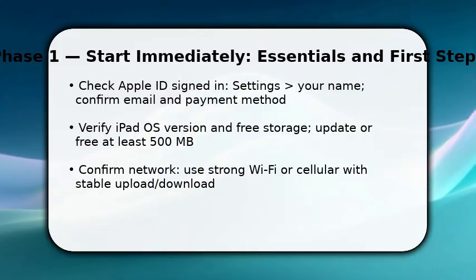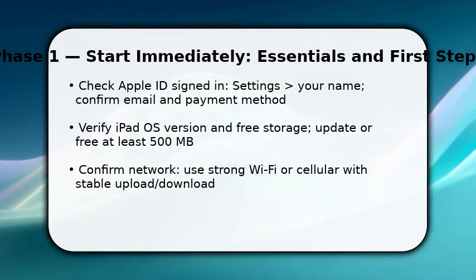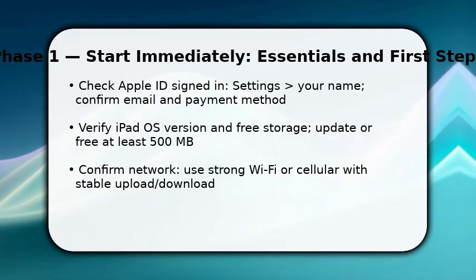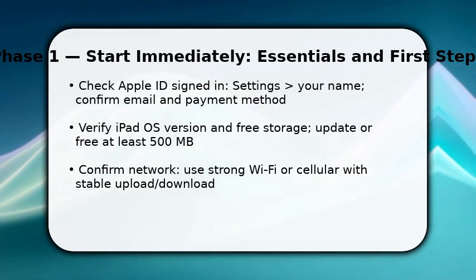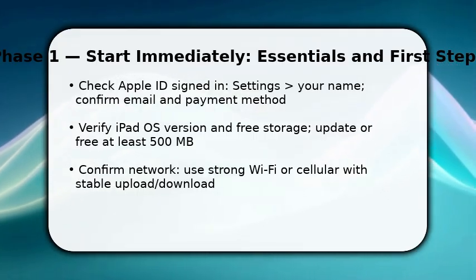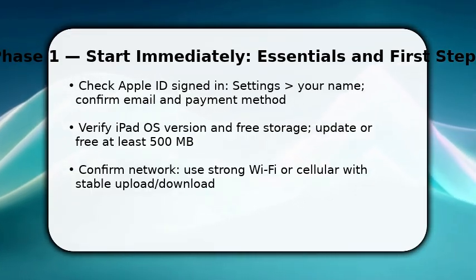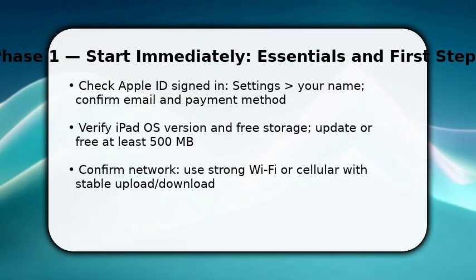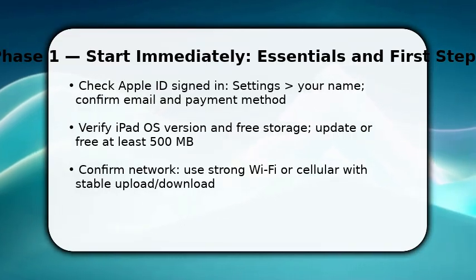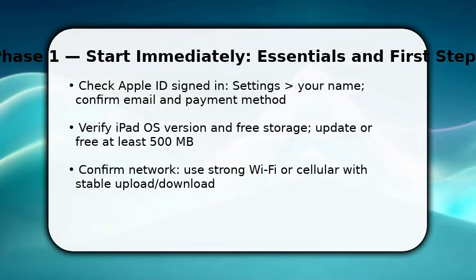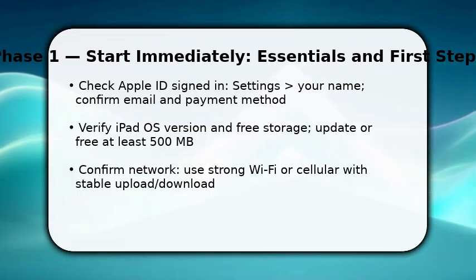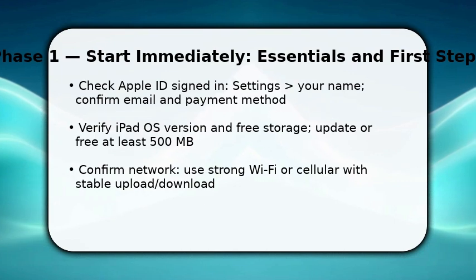You're going to start by confirming the essentials so purchases can proceed. First, open Settings and make sure you are signed into the correct Apple ID. This matters because purchases tie to that account. Next, check iPadOS and available storage. Updates and downloads require space. Then switch to a reliable Wi-Fi or a stable cellular connection. Weak networks cause App Store purchase failures. Once done, proceed to payment and account checks that follow.